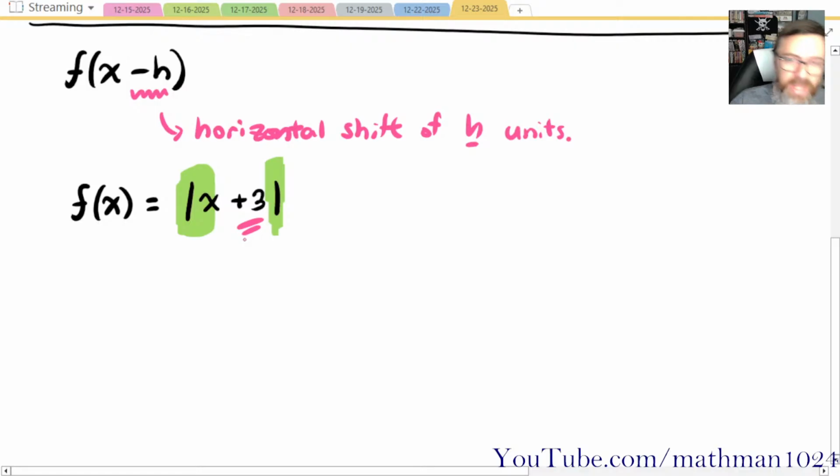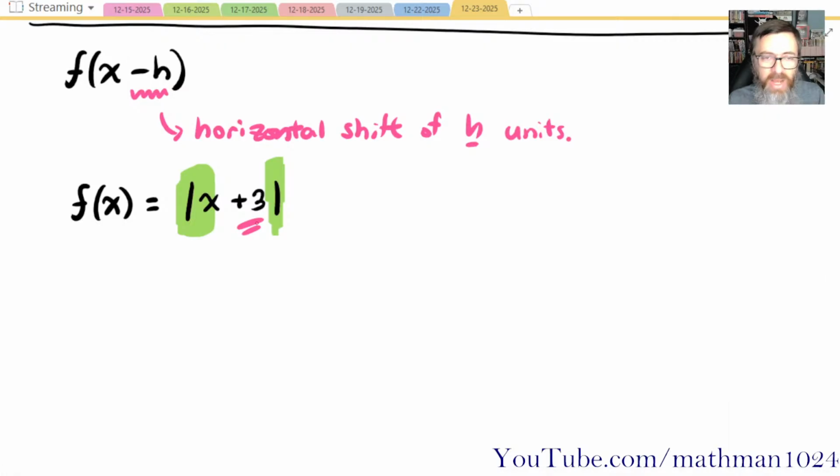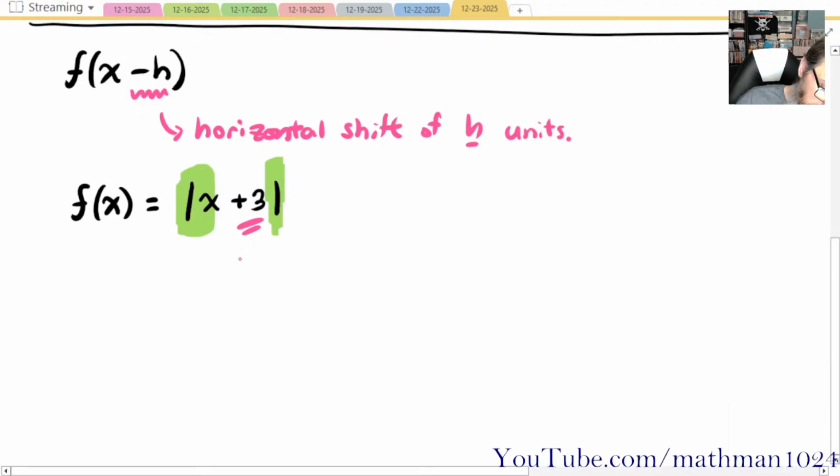And so here, even though I see a plus 3 and I'm thinking horizontally, my brain wants to go to the right, but anytime you have that value inside, you're going to do the opposite of what you see. So that's actually going to mean we go to the left 3 units.